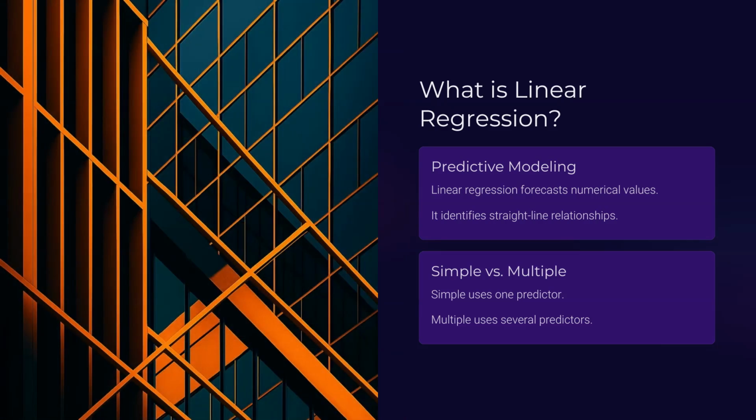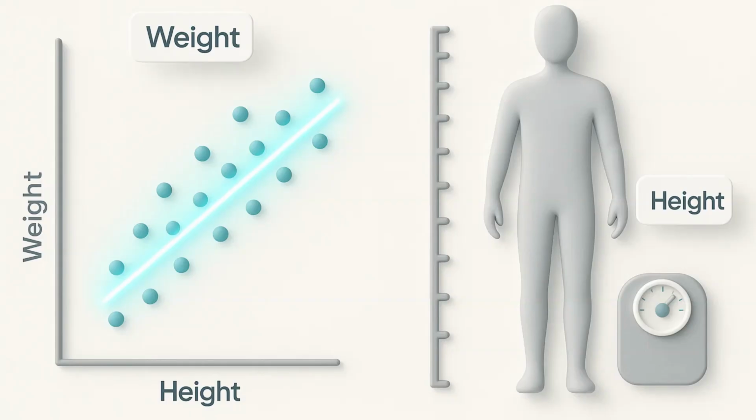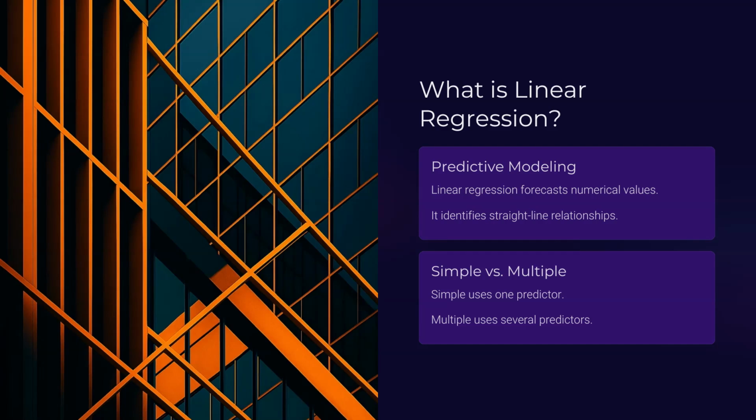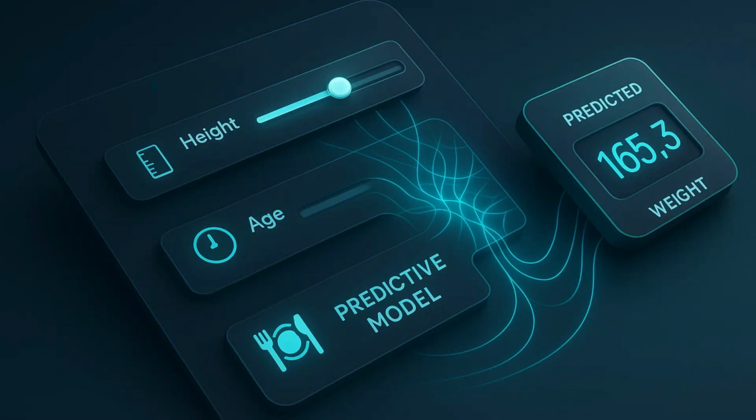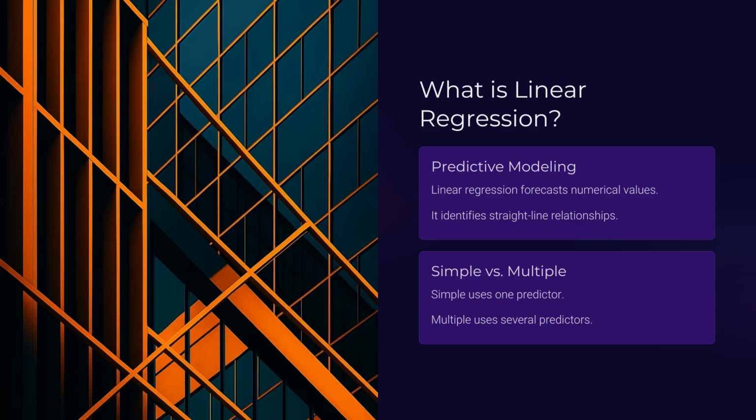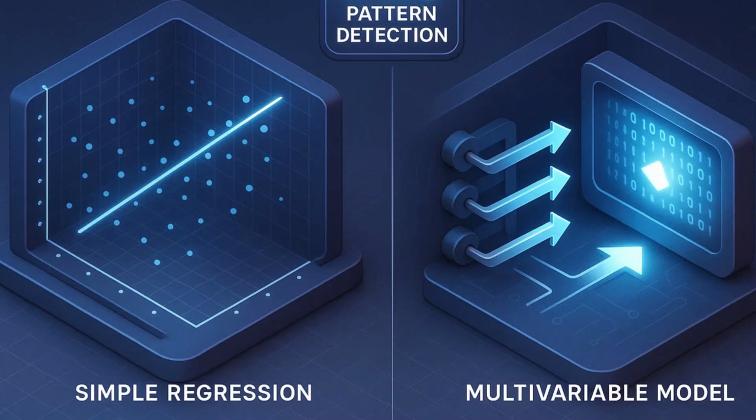There are two main types of linear regression: simple and multiple. Simple linear regression uses just one predictor variable, for example, predicting someone's weight using only their height. Multiple linear regression, on the other hand, uses several predictors. That could mean predicting weight based on height, age, and daily calorie intake all at once. In both cases, the goal is the same: to find patterns in the data and make better predictions.